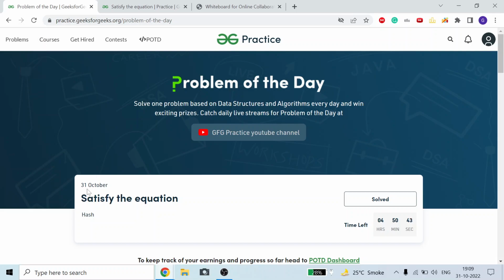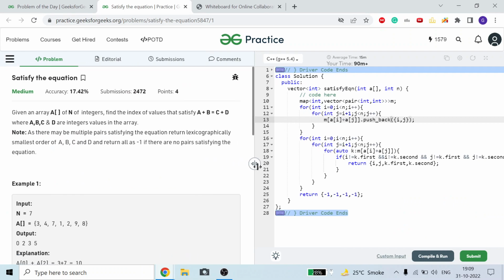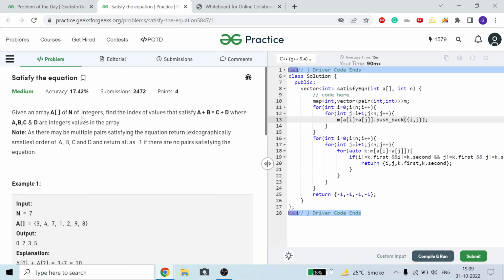Today we are going to discuss the Satisfy the Equation problem of GFG. So let's move on to the problem, guys. Here we are given an array of n integers and we have to find the indices of four values so that a plus b is equal to c plus d.